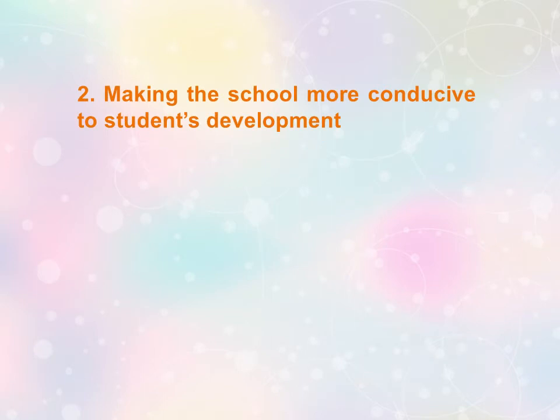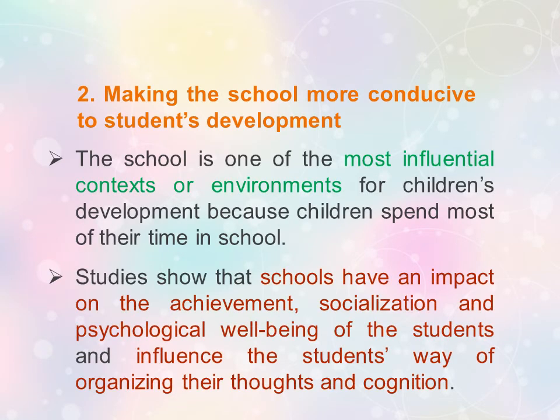Making the school more conducive to students' development. The school is one of the most influential contexts or environments for children's development because children spend most of their time in school. Studies show that schools have an impact on the achievement, socialization, and psychological well-being of the students and influence the students' way of organizing their thoughts and cognition.